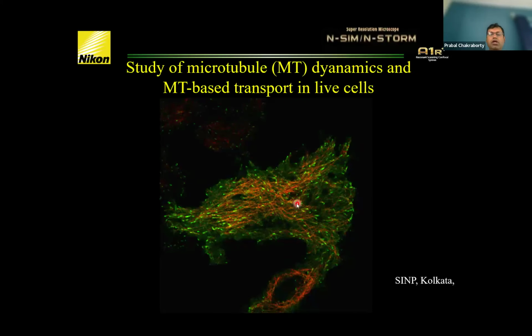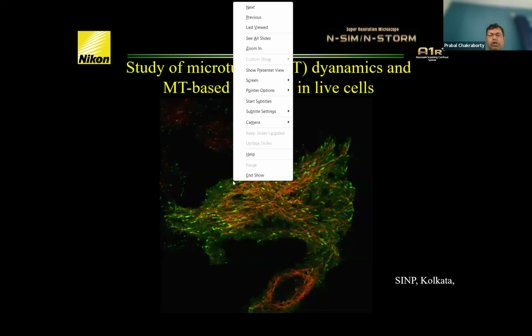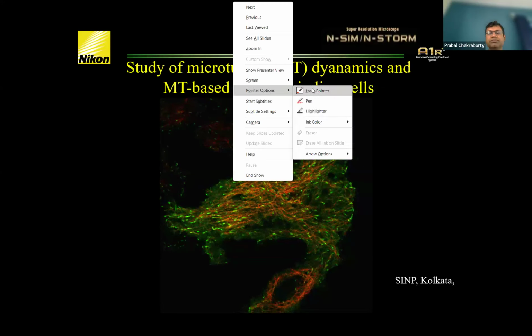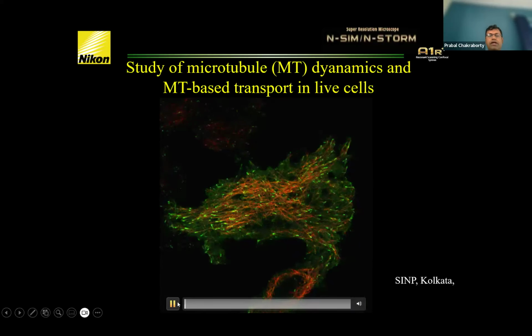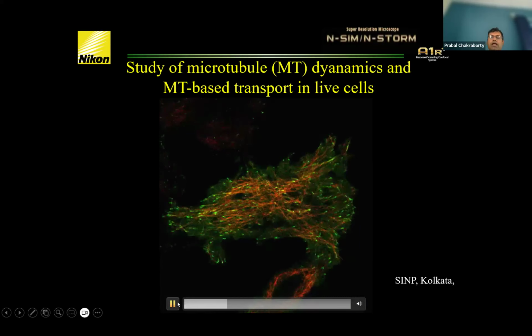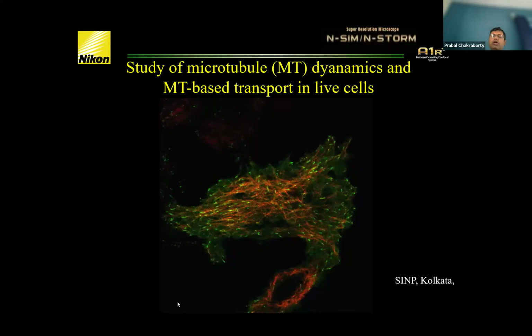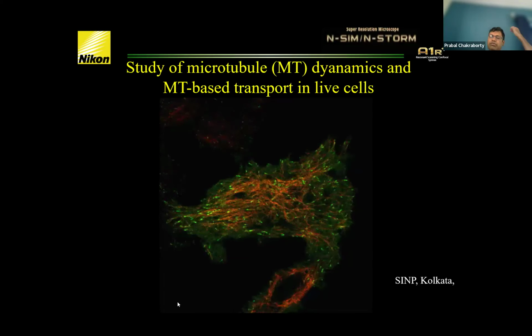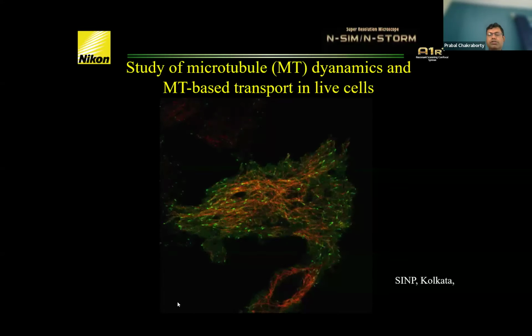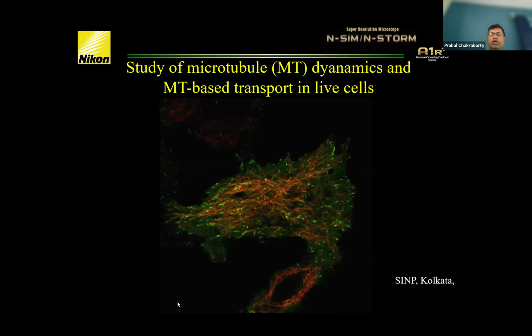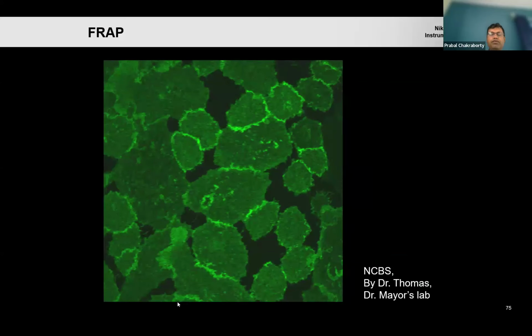This is one example where, inside the cell, the red color shows the microtubules, and the green one is called EB1 protein, which travels along the microtubule. This is done in a live cell situation. Just one minute. If I play this one, you can see how the EB1 protein is traveling along the microtubule. This kind of dynamics you can image with a confocal, because you can do it without out-of-focus light.